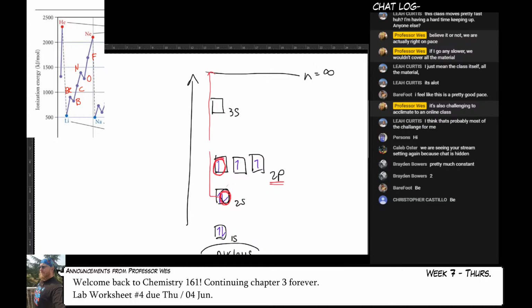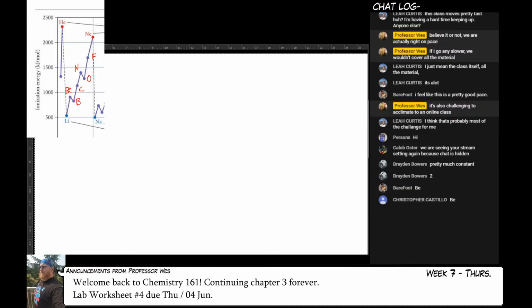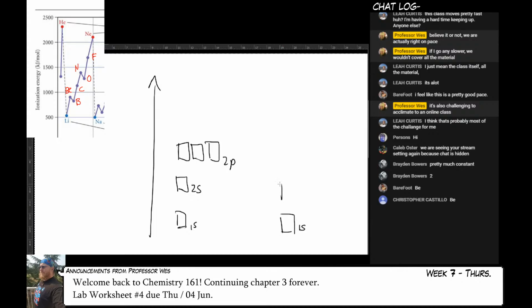So now we'll get to nitrogen. This is what nitrogen looks like. And what I actually want to do is erase this one. Actually, you know what I want to do? I want to draw the whole thing over again, because I want to have these side by side for this example. Alright, so I'm going to have nitrogen. Here's nitrogen's nucleus, and here's oxygen's nucleus.